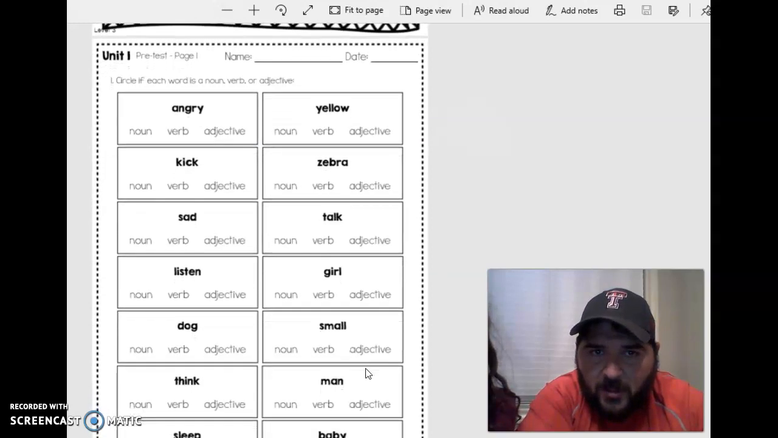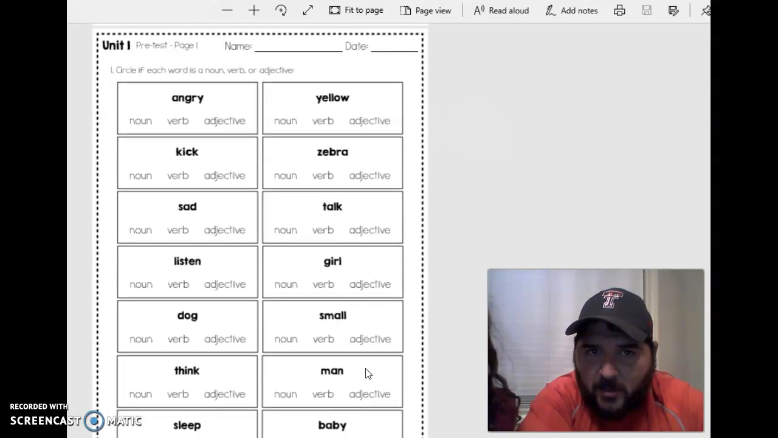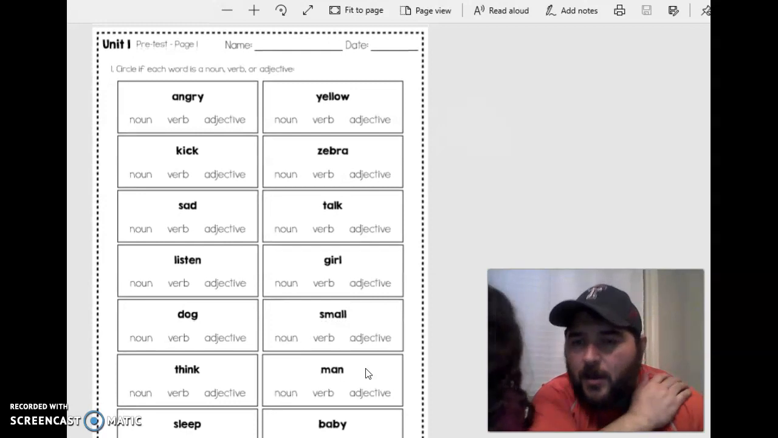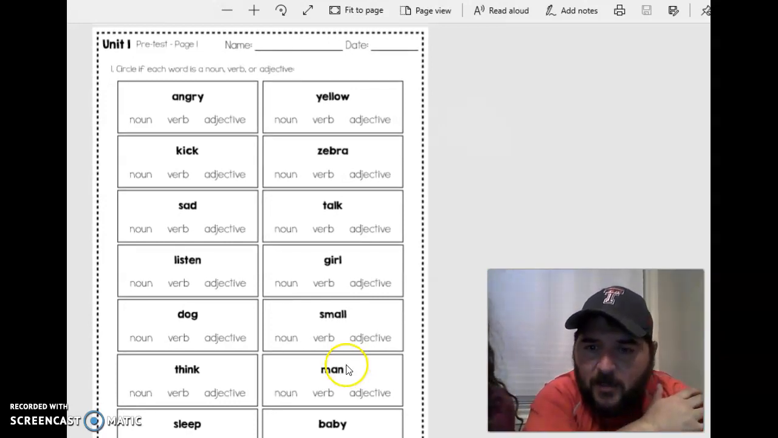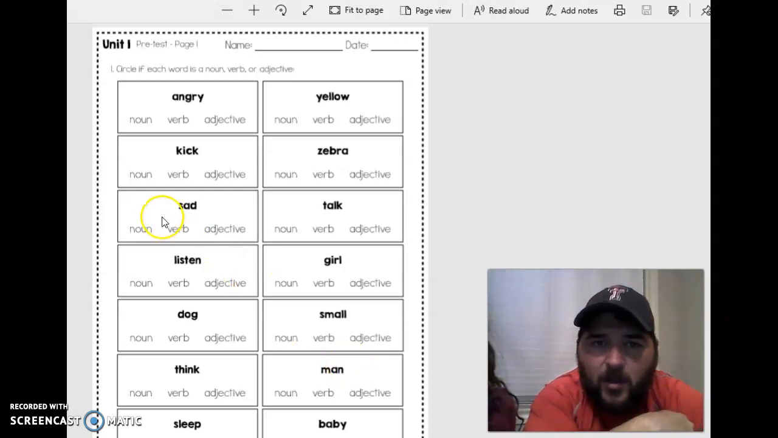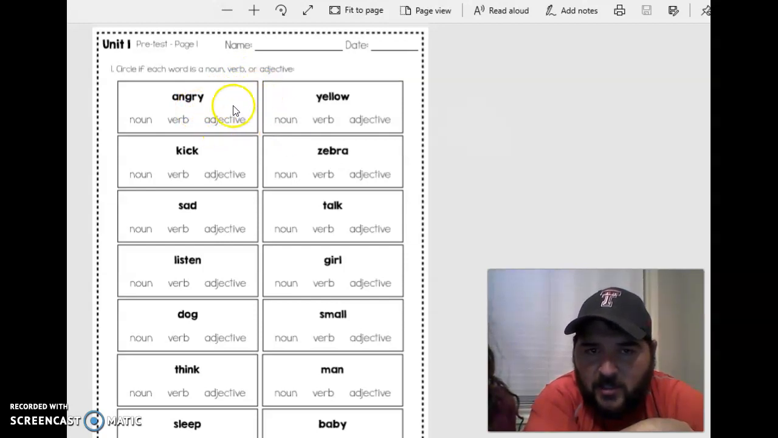The first two things that we would like to accomplish on each of our units, for Monday, would be our pretest. The pretest is just to see where they're at and be able to assess them. We are going to circle if each word is a noun, verb, or an adjective. So we know that angry is describing something, so it's an adjective. Yellow is describing something, so it's an adjective.